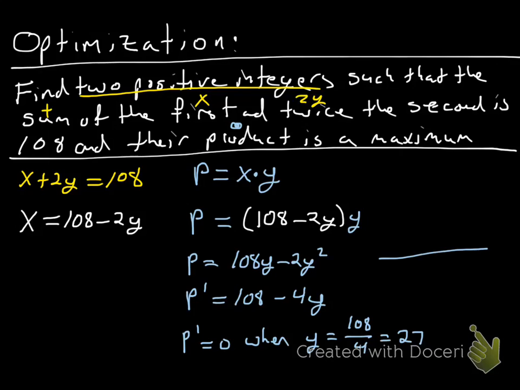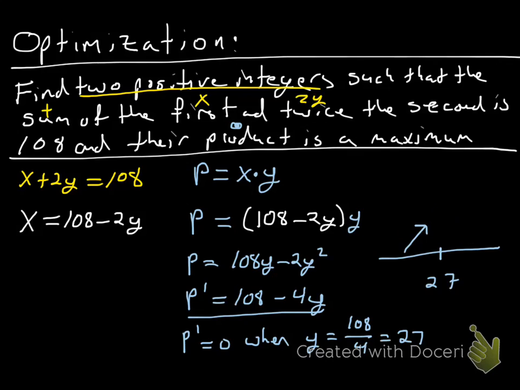So at 27 I need to check the derivative here. If I look at this, we could pick something like, I don't know, 10, and we'd see that that would be increasing or positive. And then I could pick something to the right of 27, like 30, and that would give me a negative. So I have increasing to decreasing, so I'm going to have a maximum there at 27 for the y.